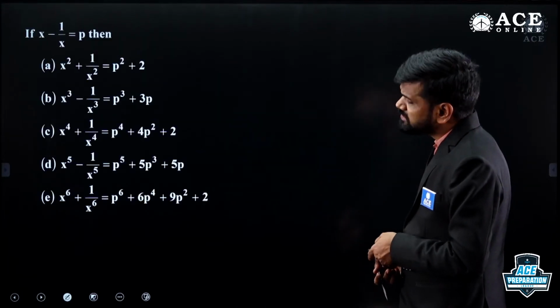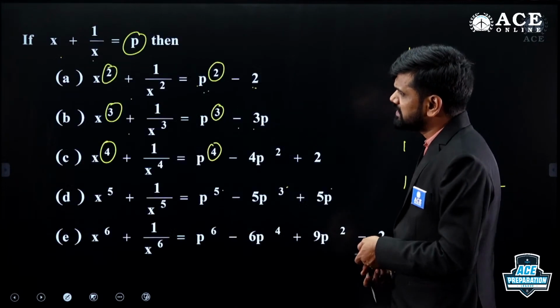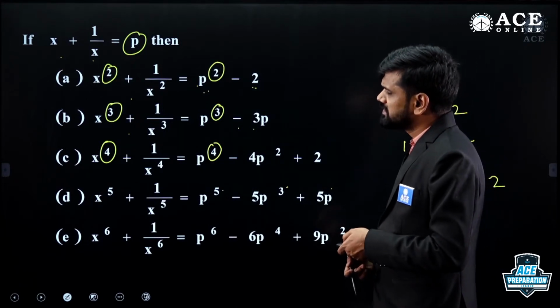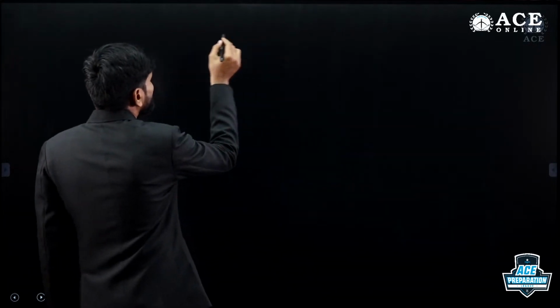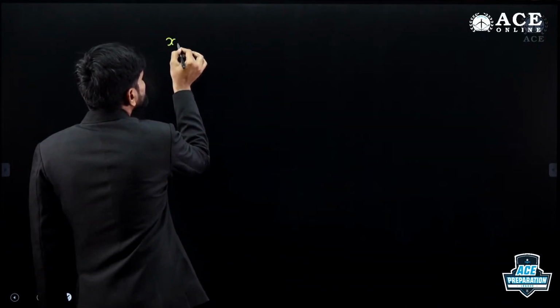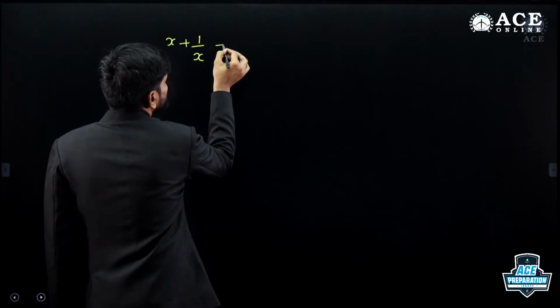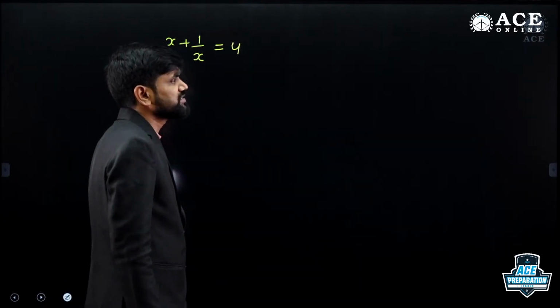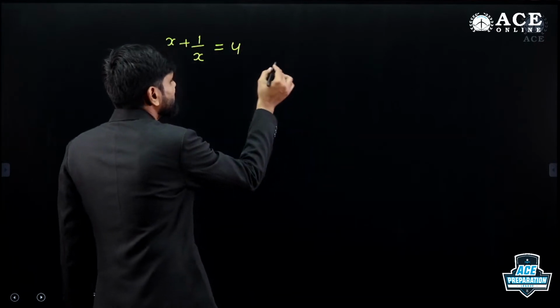If x minus 1 by x is given as p. Let me show an example for this list so that it will become easy for you to memorize. Let me go ahead with the x plus 1 by x value. Now I want the answers here. If x plus 1 by x is equal to 4, let us find all the possible values over here. X plus 1 by x equal to 4.